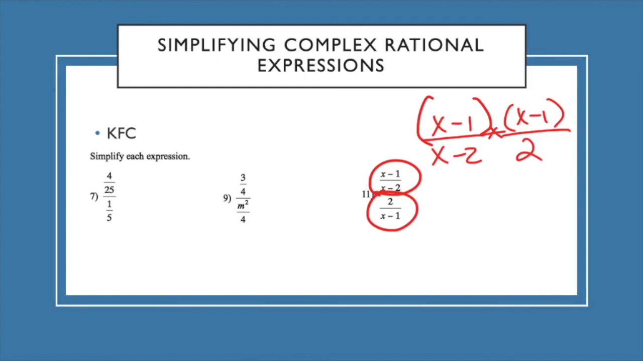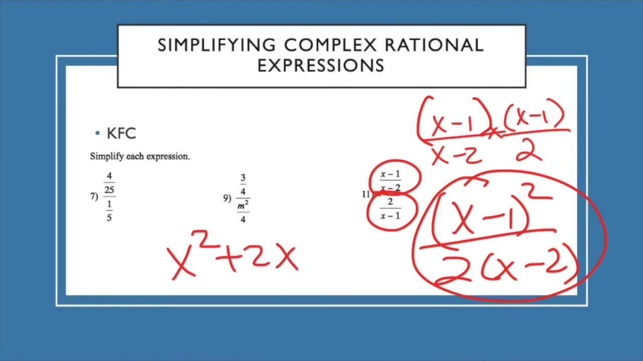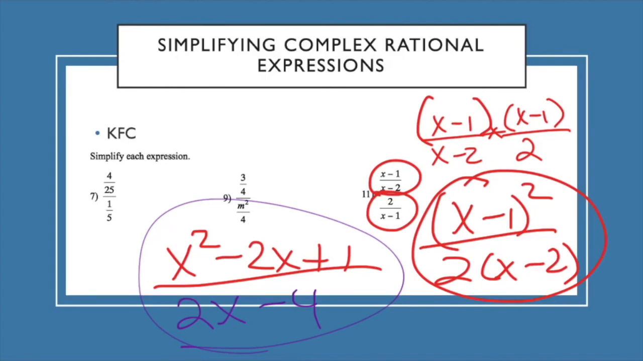I'm trying to decide. They're going to write it, they're going to multiply it all out. But I don't know that that's any more simplified. I think x minus 1 squared over 2x minus 2 seems more simple than multiplying it all out. So I'm going to let you keep it like this. Their answer is going to look like x squared plus 2x, minus 2x plus 1 all over 2x minus 4. That's what they're going to write. I think that the first one is better. I mean, not better. I'm going to let you keep that one because I think that's just as simplified.